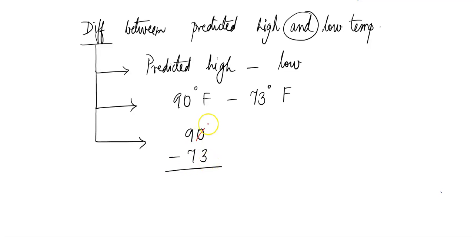Here again you do have 0 minus 3, which is too small, so you borrow a 1. So as soon as you borrow, make a change there. So 10 minus 3 is 7. 8 minus 7 is 1. Do the check.